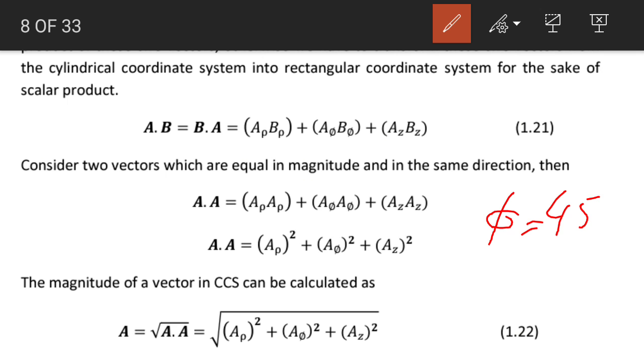You will have to calculate the scalar product of the two vectors in the rectangular coordinate system, and we know that the scalar product results in a scalar quantity, right? So the scalar product results in a scalar quantity, and the scalar product obeys the commutative law. A dot B will be equal to B dot A.